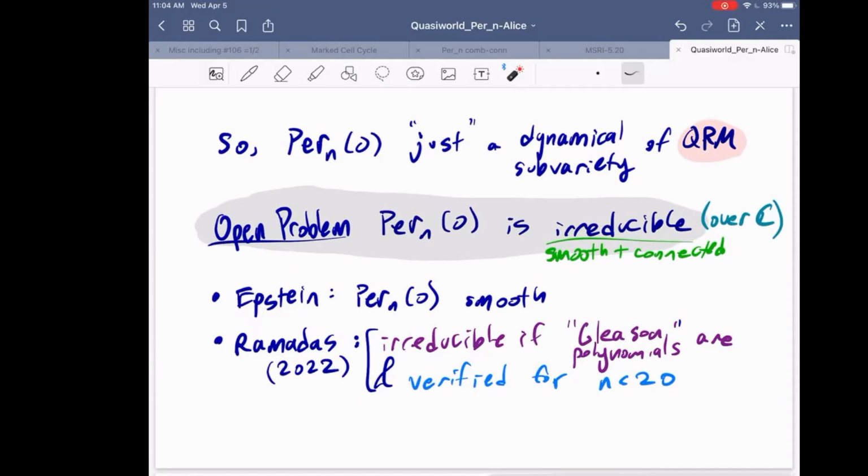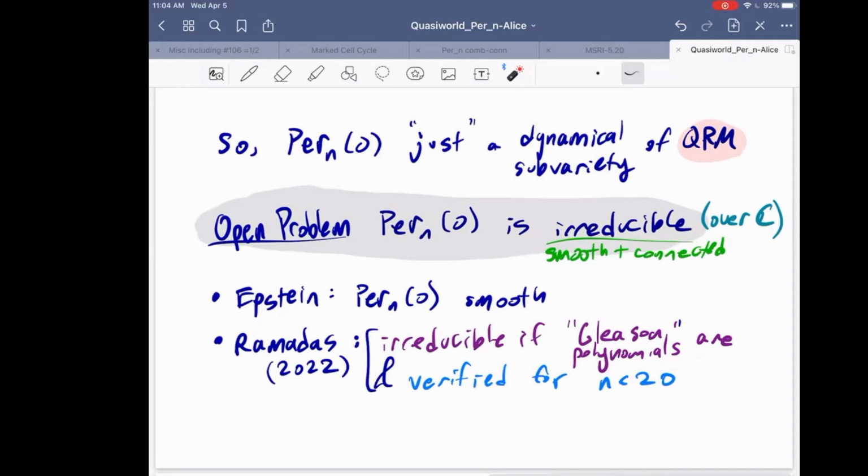Some other recent progress towards this was by Rohini Ramadas at MSRI. And she showed that these Per_n(0) curves are irreducible over C, insofar as these Gleason polynomials, which were the analog ones over Per_1 to determine the centers of the hyperbolic components of period n of the Mandelbrot set, if those are irreducible.